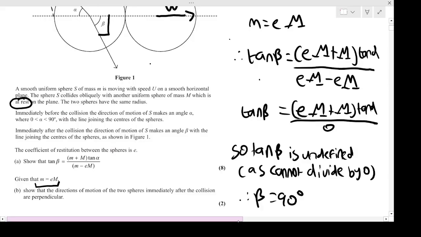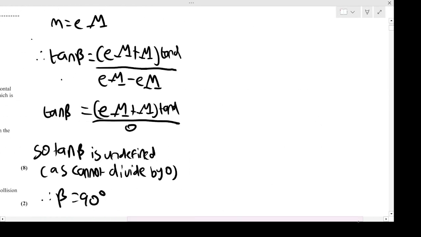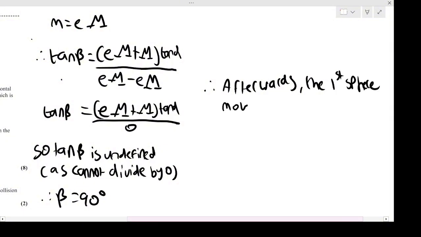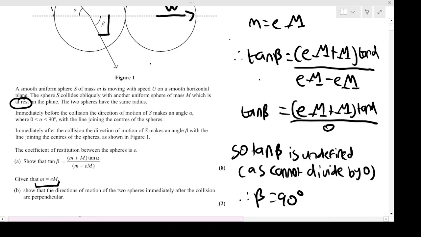So therefore I'm going to say that afterwards the first sphere moves perpendicular to the line of centre. And actually, how does that help then? I'm told to show that the directions of motion of the two spheres are perpendicular, right? So they're going to be perpendicular to each other afterwards.